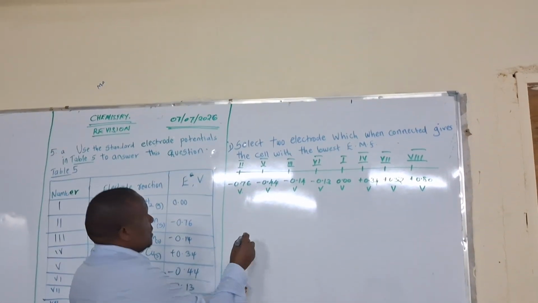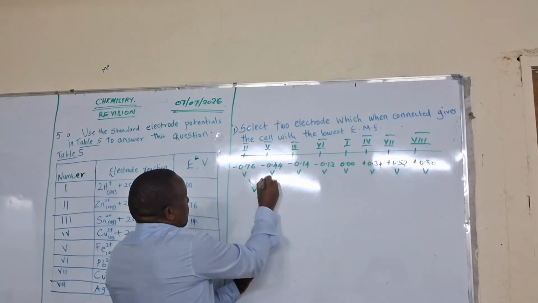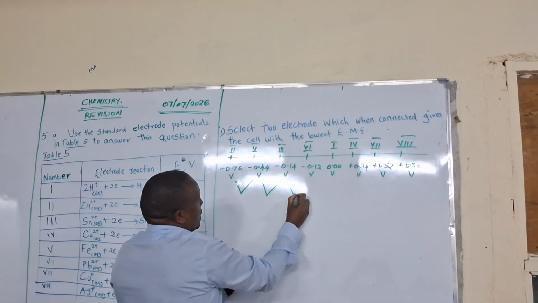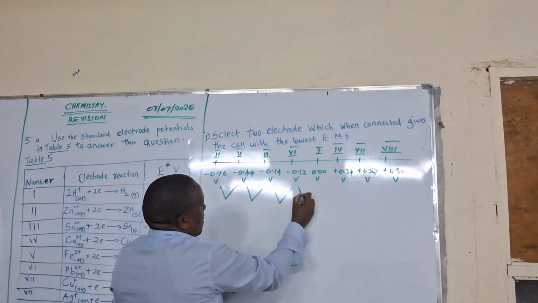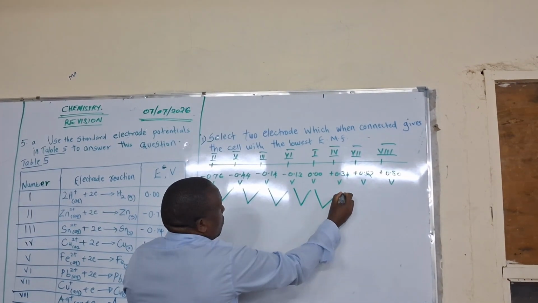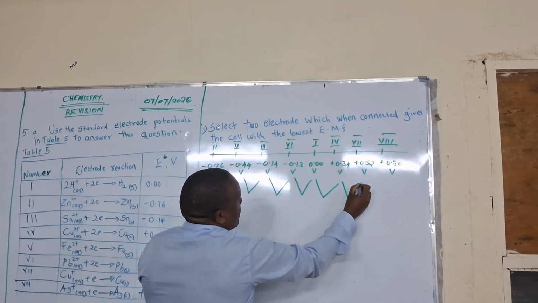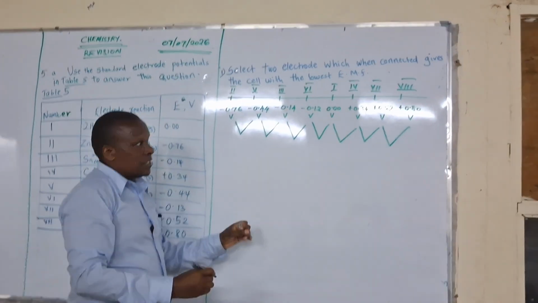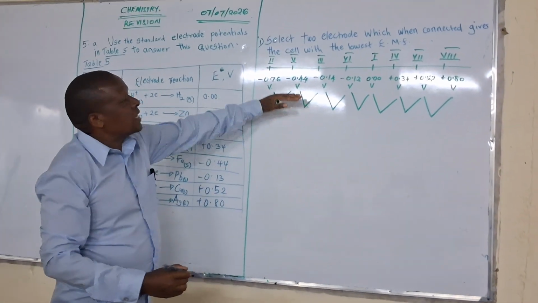That is the difference between Roman 2 and 5, Roman 5 and 3, Roman 3 and 6, Roman 6 and 1, Roman 1 and 4, Roman 4 and 7, Roman 7 and 8. We look for the difference and then we determine which one is the lowest.